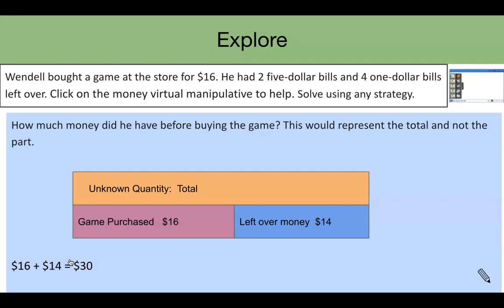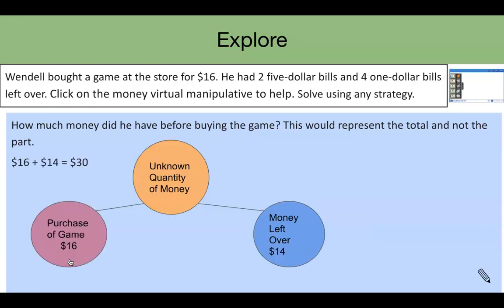But more importantly, that we recognize money left over is a part, okay, and what that concept means of being left over. He bought the game at the store for $16, so the game purchase is another part, and the unknown quantity is the whole. How much did he have before he left to go to the store? So number bonds do work. The unknown quantity of the money, we add the two parts together to come up with what he left with, the $30.